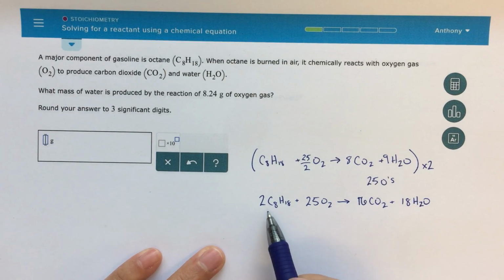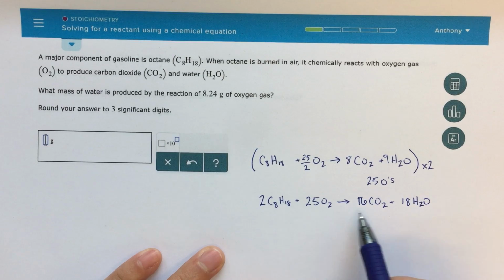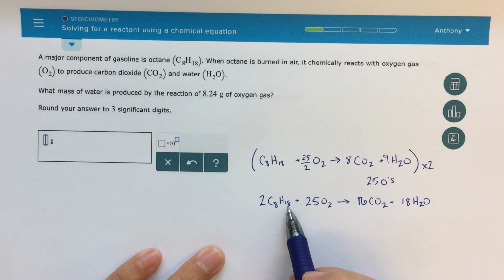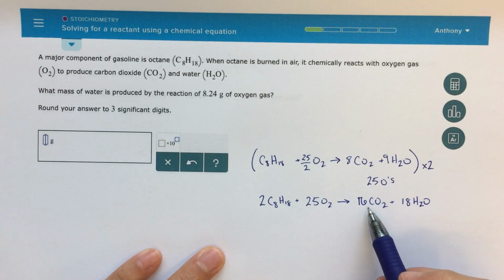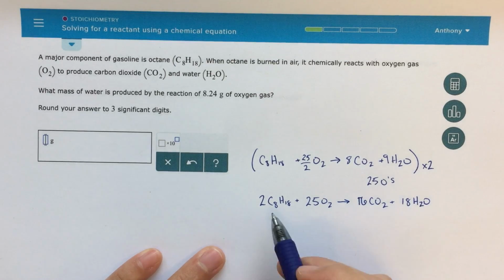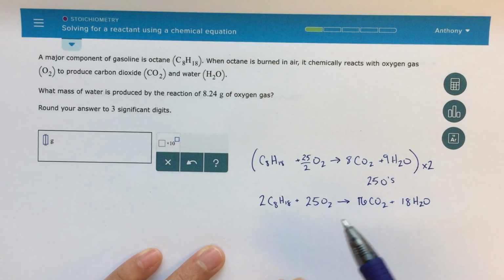So now if we go through, we should see that we've got 16 carbons, 36 hydrogens, and 50 oxygens on each side. So this would be 32 plus 18 is 50 oxygens. So these are big numbers, right? But if we use our strategy and go through one thing at a time, we should end up being okay with balancing this chemical equation.